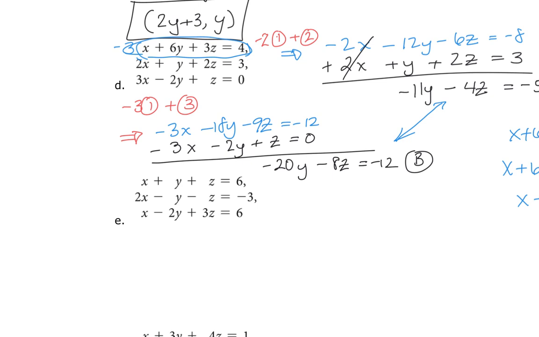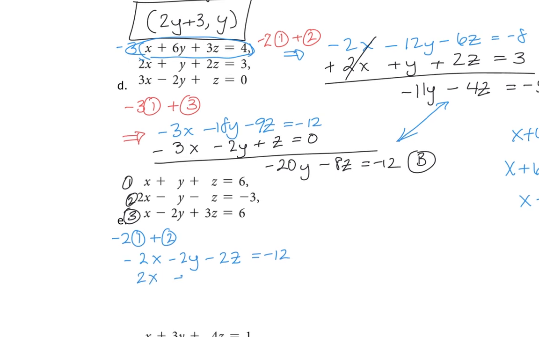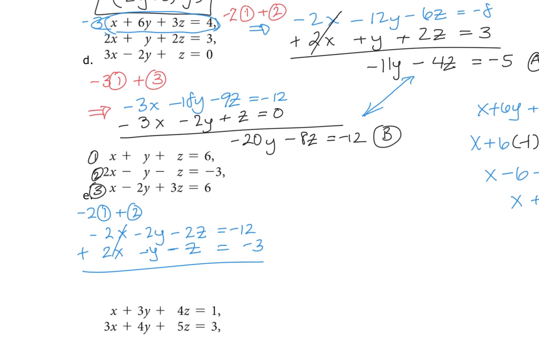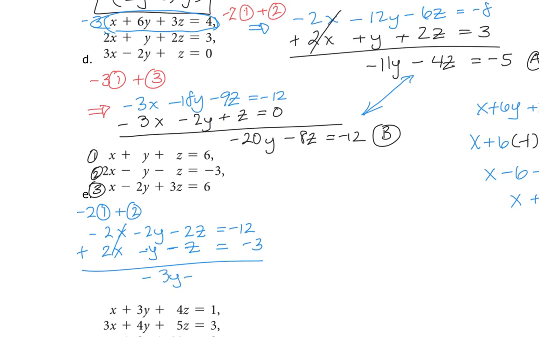So again, what I'm going to do is label these 1, 2, and 3. I'm going to take and multiply negative 2 by equation 1 and add it to equation 2. So I'm going to have negative 2x minus 2y minus 2z is equal to negative 12. And I'm going to have 2x minus y minus z is equal to negative 3. When I add those together, that eliminates. So I get negative 3y minus 3z is equal to negative 15.